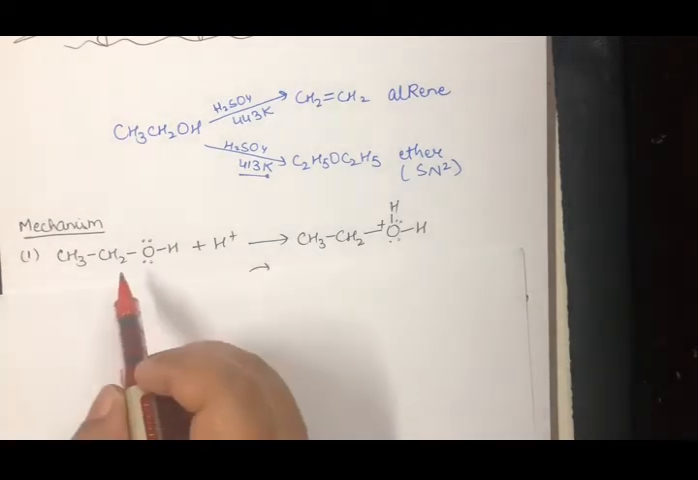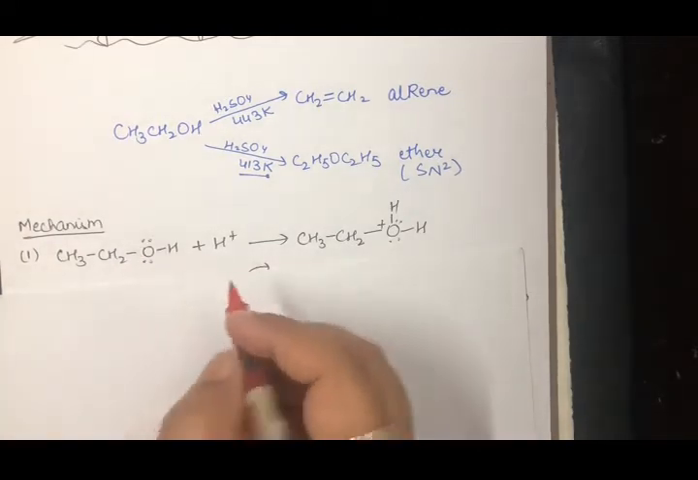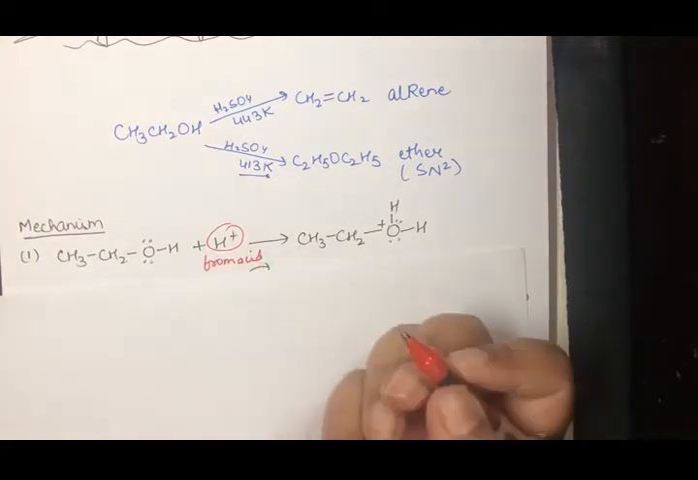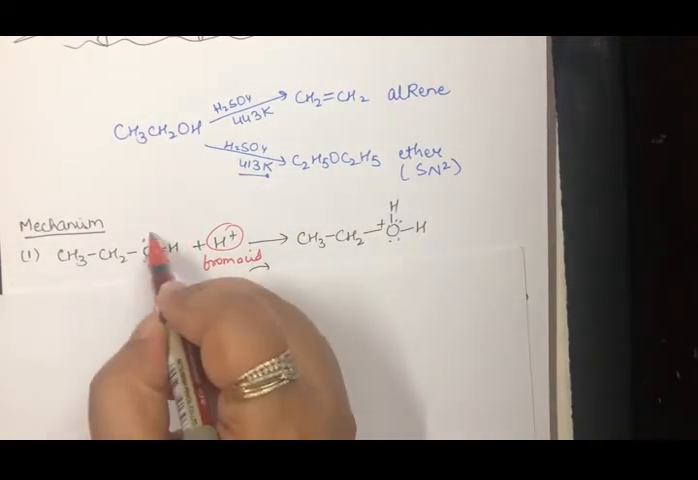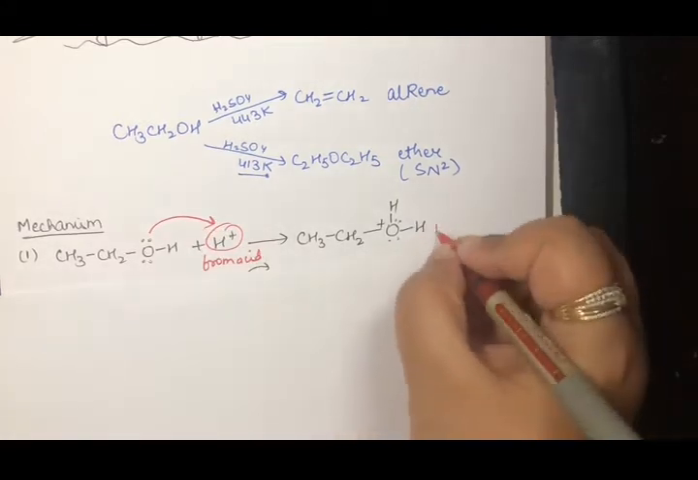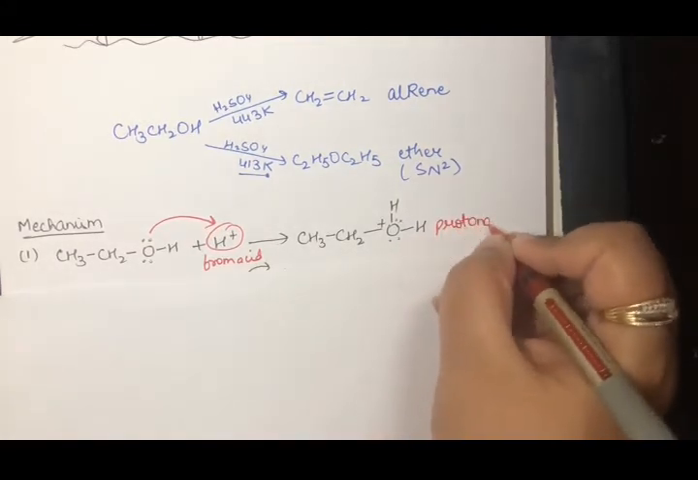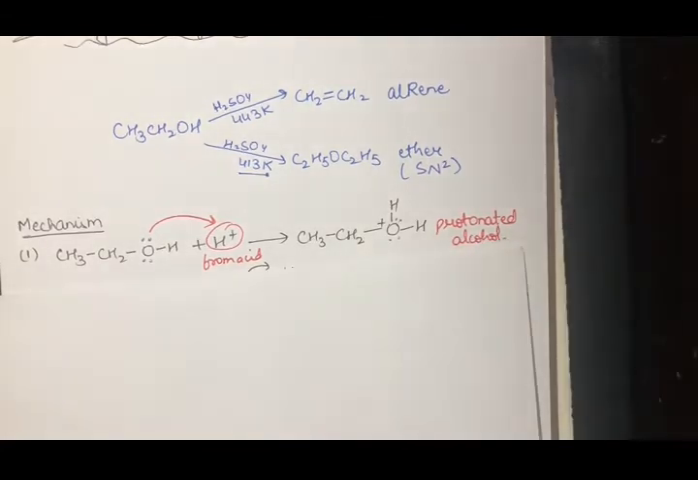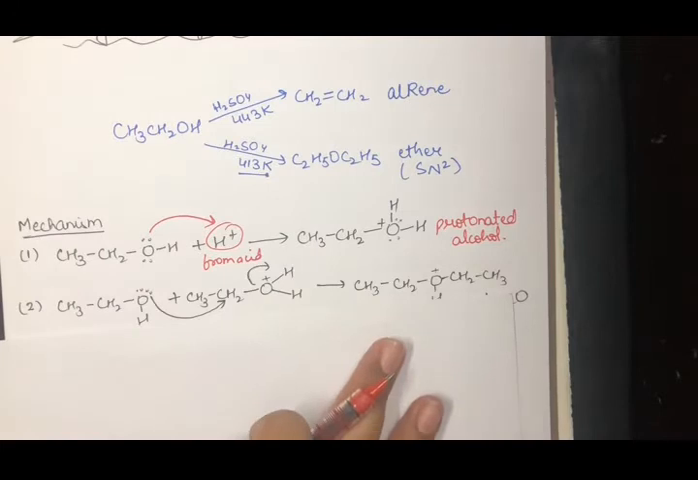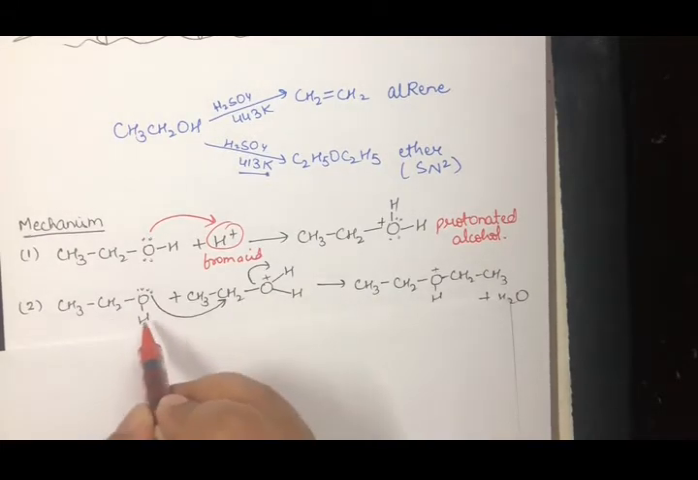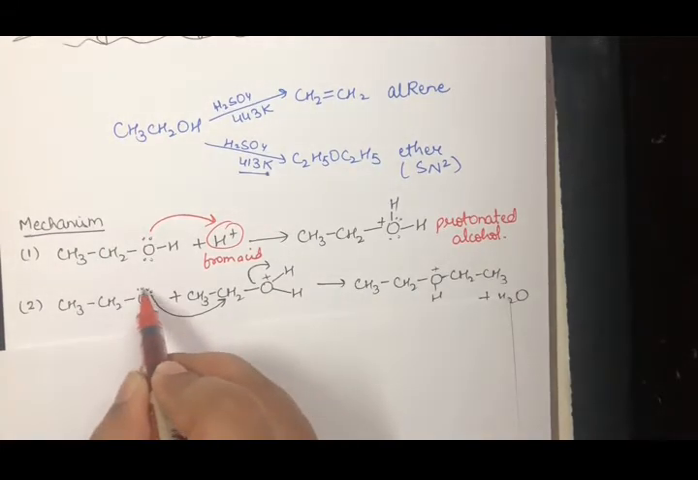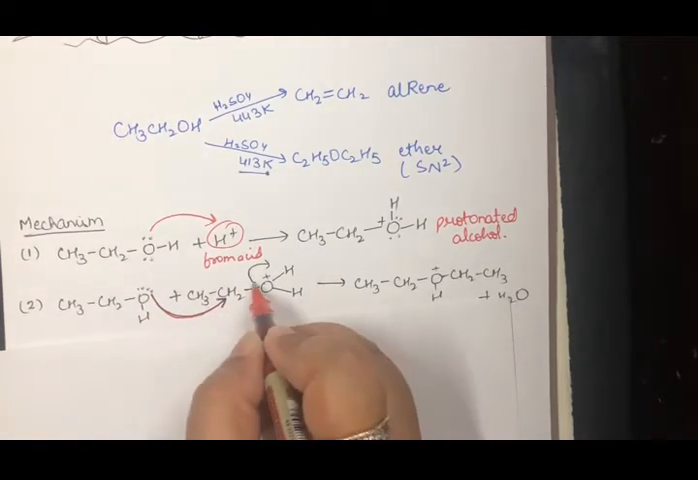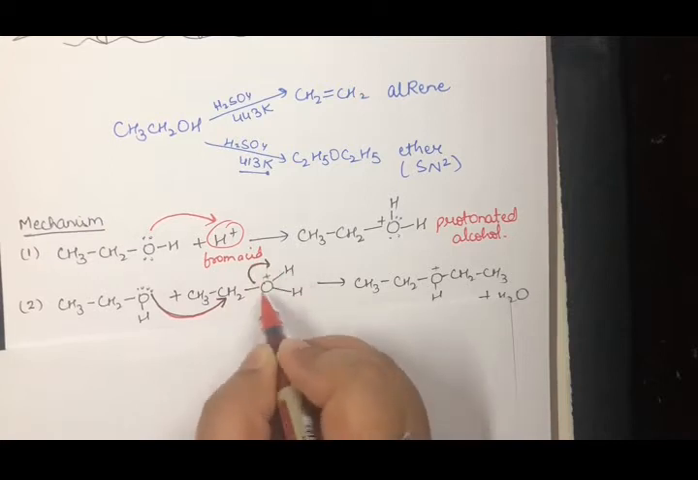Here I have taken an alcohol, and this H plus is coming from the protic acid that I have taken in the reaction. Now what will happen is I will have a protonated alcohol, right? Now once this protonated alcohol reacts with the molecule of an alcohol, the lone pair from the other molecule will go and attack this carbon, because this entire group will go.